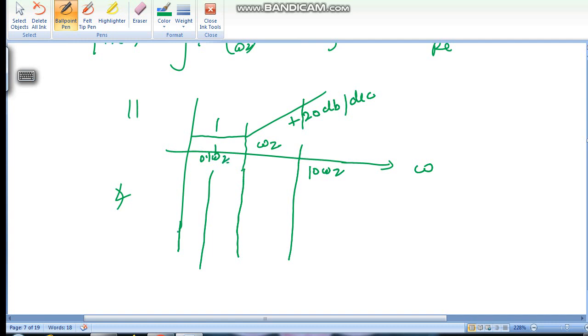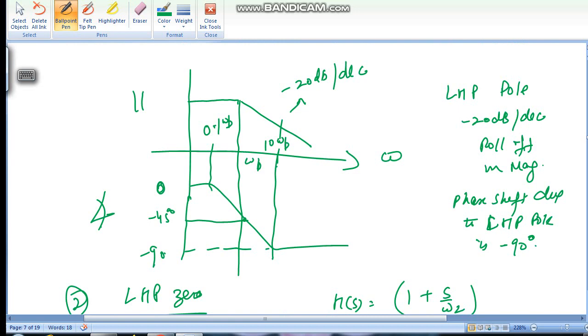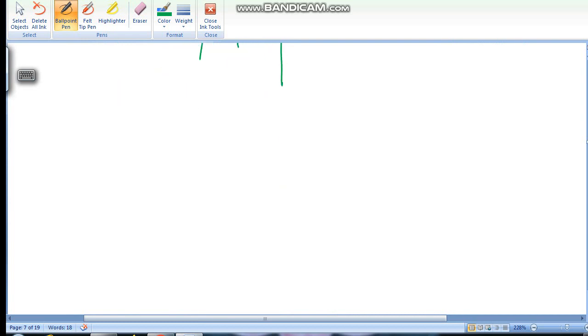Now in this case the phase is increased by 90 degrees, and at omega z the phase is 45 degrees. So the phase will increase. In phase term it is opposite of the left hand plane pole, and in magnitude it is also opposite of the left hand plane pole.